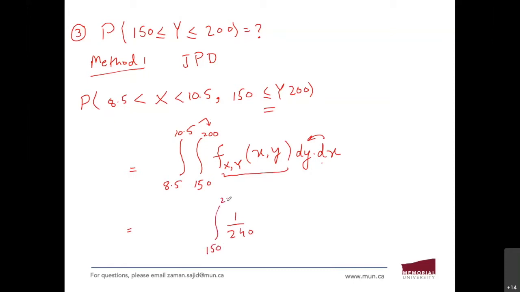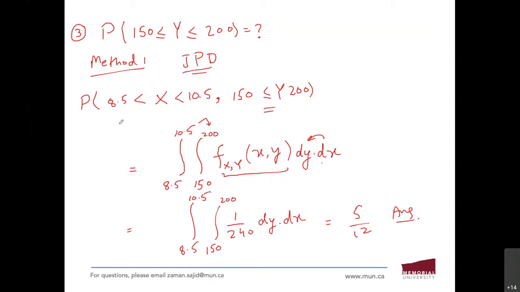150 to 200 and 8.5 to 10.5, and this is your dy times d of x. Once you solve this, you will get over 12 as your answer. Now this is the method 1 that we are using, our joint probability distribution formula. The second method could be, we can use the marginal probability distribution.